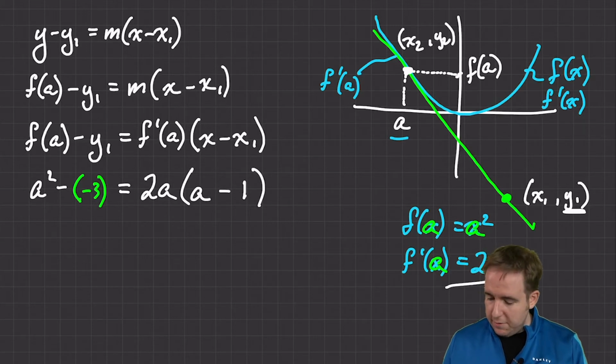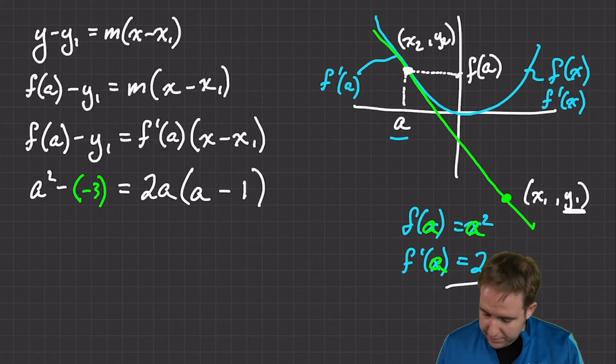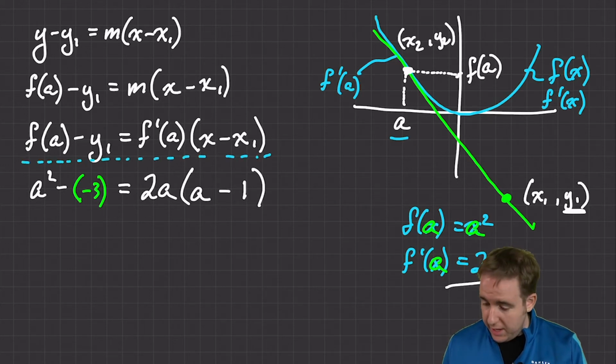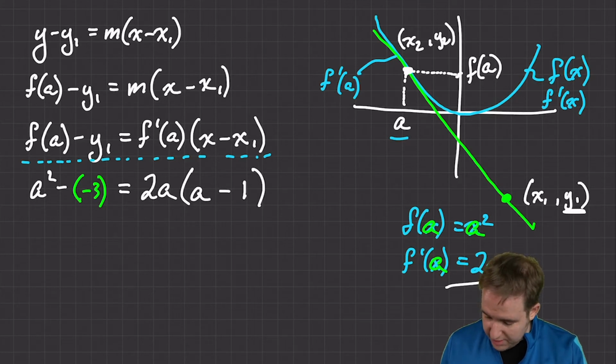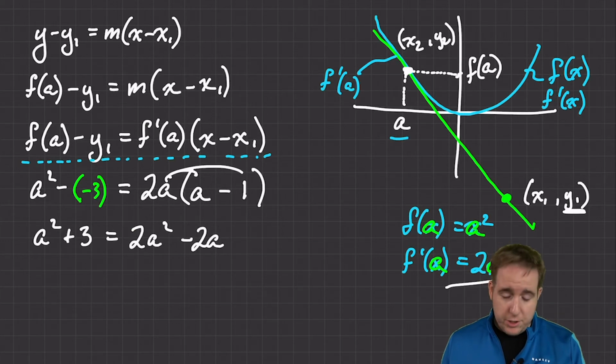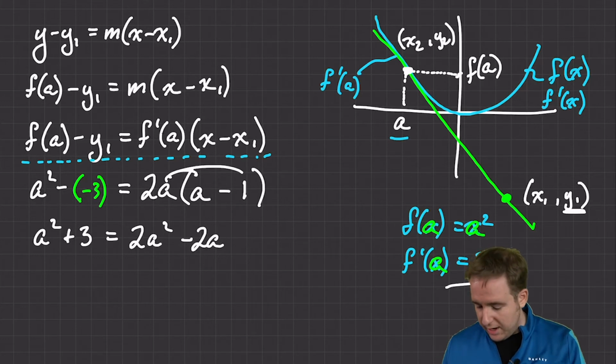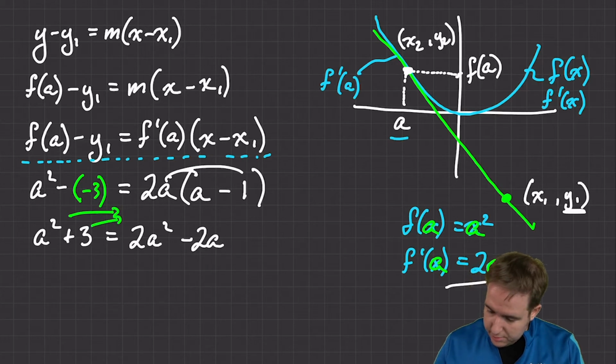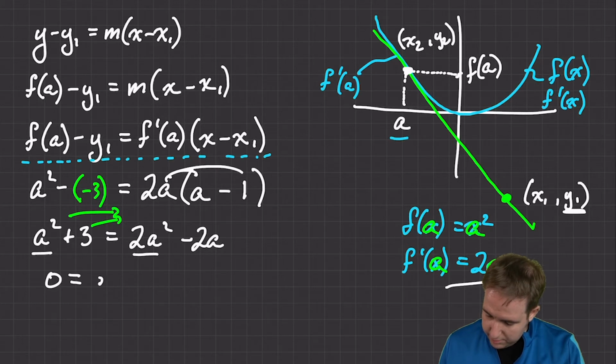Okay, now if I ignore everything above here, this is just an equation with a. And now I just sort of get to work slowly. So this is a squared plus 3, distribute, 2a squared minus 2a, and this is a quadratic equation because it has a squared in it, so I want 0 on one side, everything else to the other, so these get bumped to the other side. 0 equals 2a squared minus a squared, that's a squared, minus 2a, and 3 becomes minus 3.